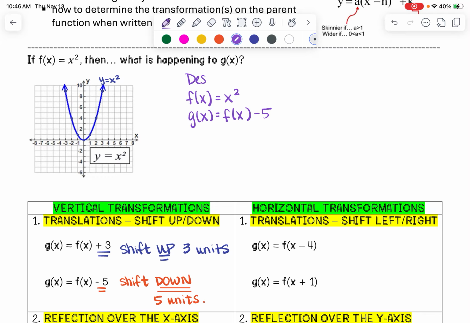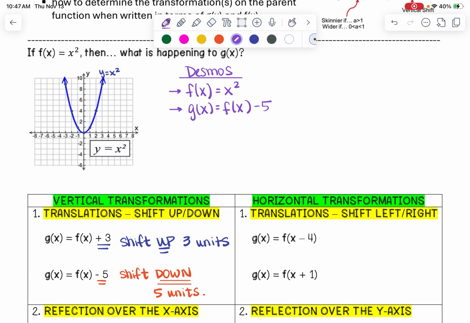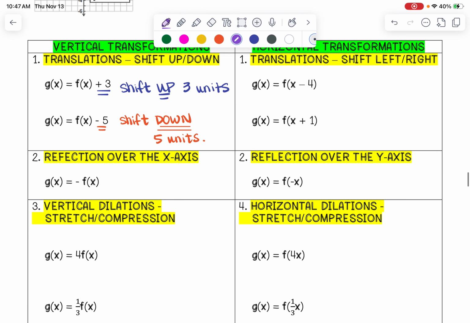So I'm just going to put a little note right here. If you want Desmos to help you out with these problems, you have to first type in the f of x, and then you have to type in the g of x and what it's doing to the f of x function. Okay? All right, let's keep going.